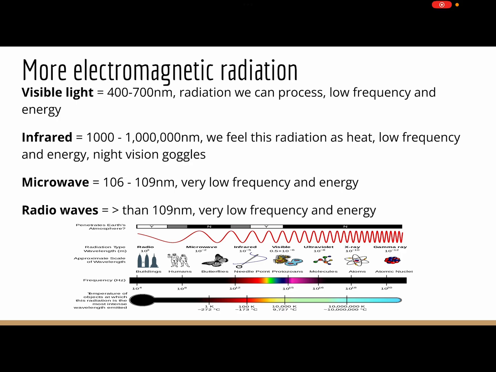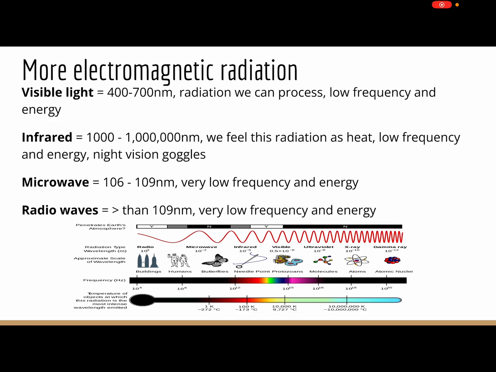Then we get into our little bit longer ones. So we hit visible light, which is between 400 to 700 nanometers. So radiation we can process. So it's a low frequency and energy. We have infrared, which is 1,000 to 1 million nanometers. We feel this radiation as heat, as a very low frequency and energy. So that's why the Army and things like that will use night vision goggles to be able to see infrared. Someone will appear to glow because we emit that radiation because we feel it as heat, but we are not going to actually physically see infrared.